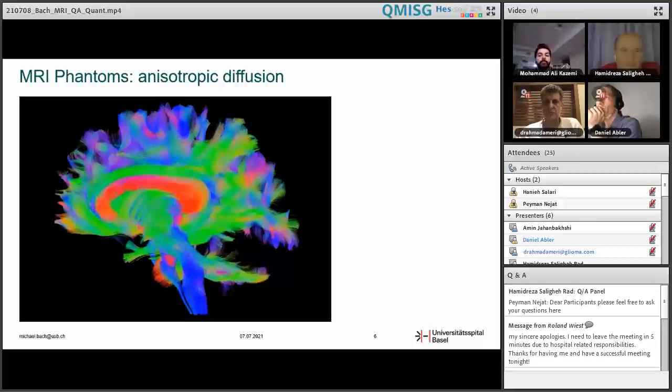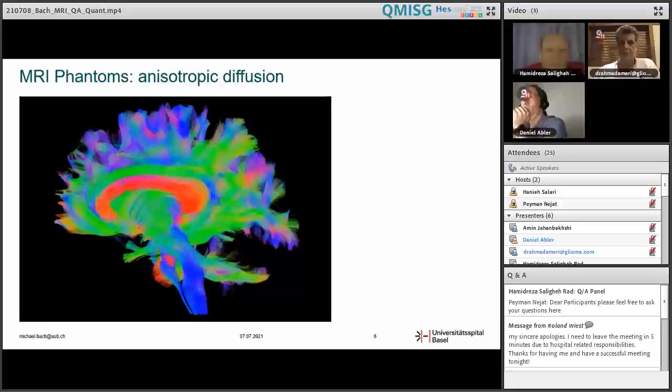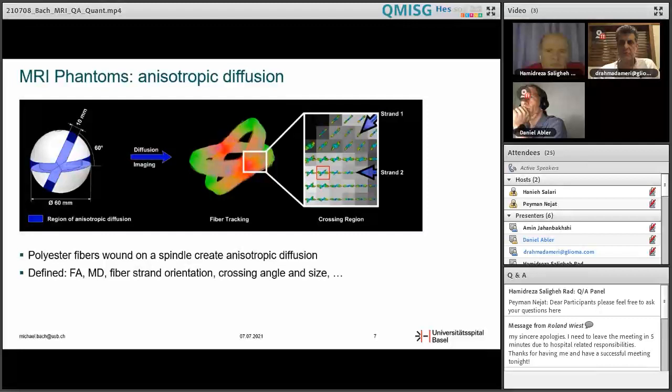for one cerebral hemisphere. Potential questions are: what are the typical limitations of a specific fiber tracking algorithm, or how well are fiber crossings reconstructed? Phantoms with areas of anisotropic diffusion can help to answer such questions.